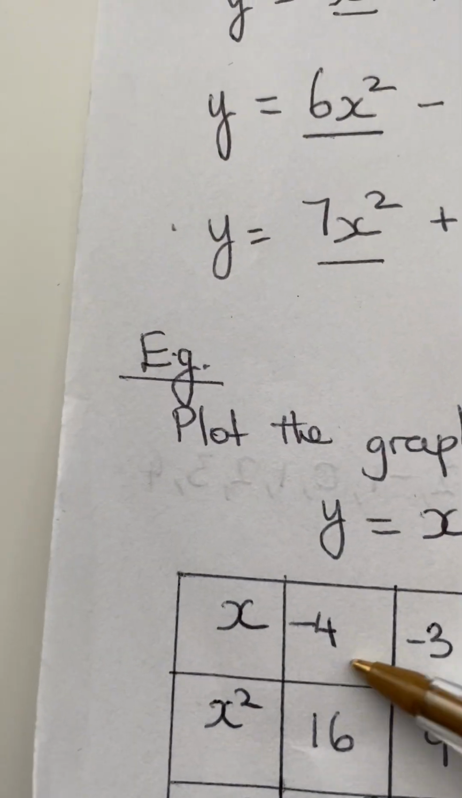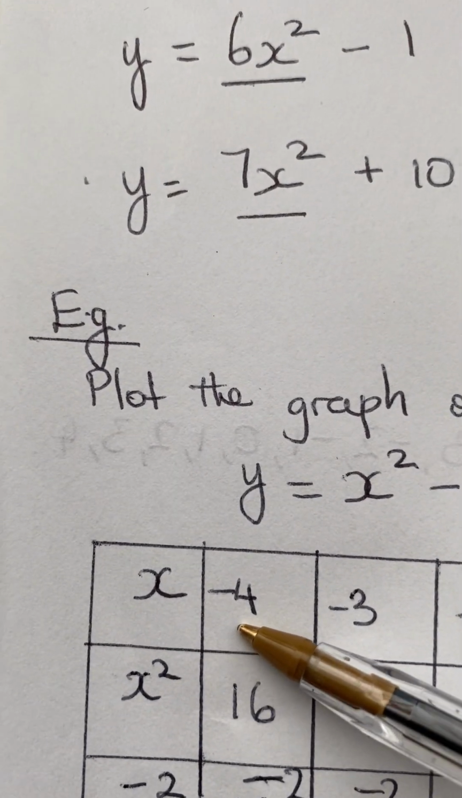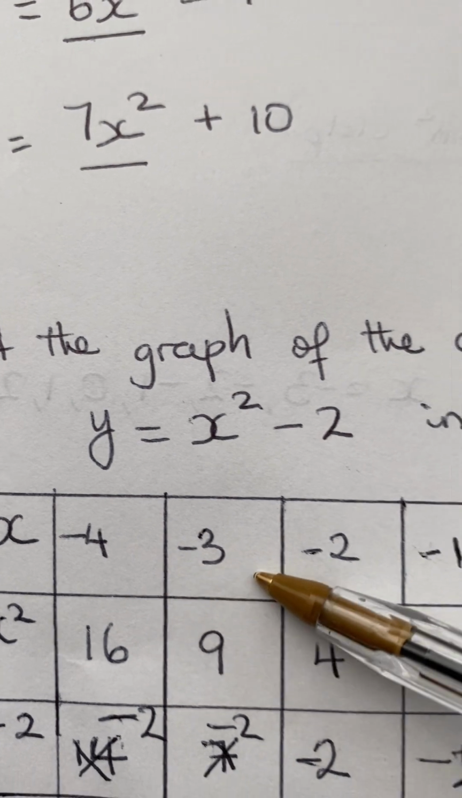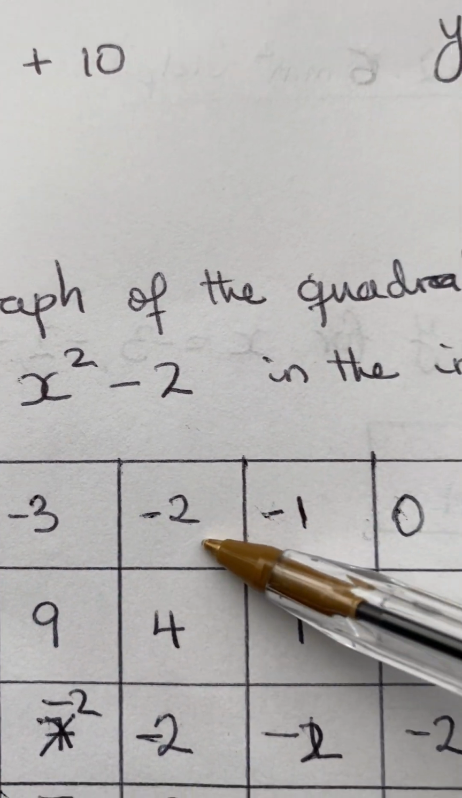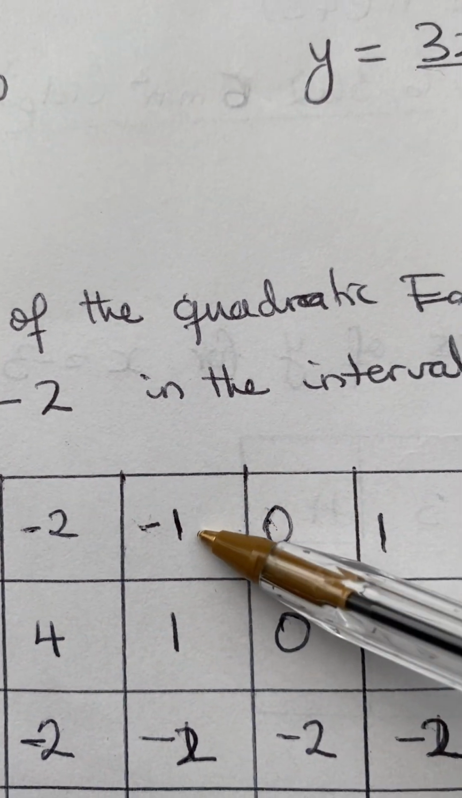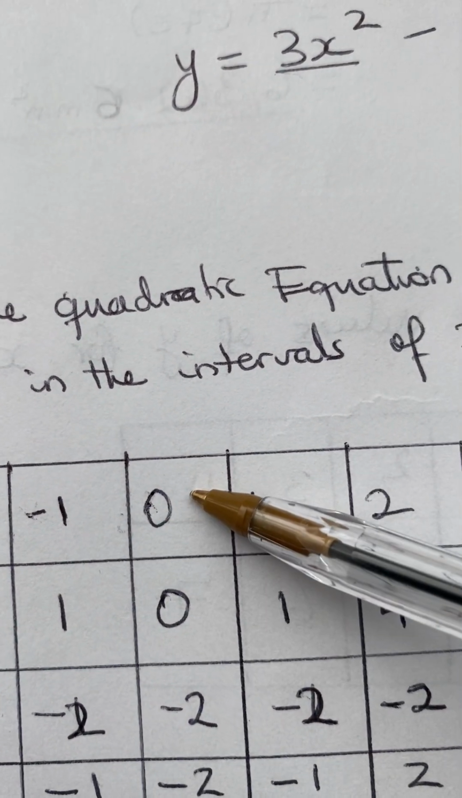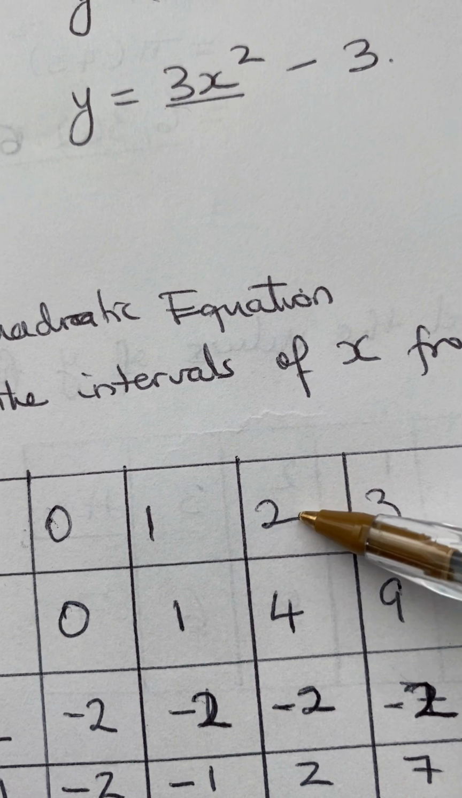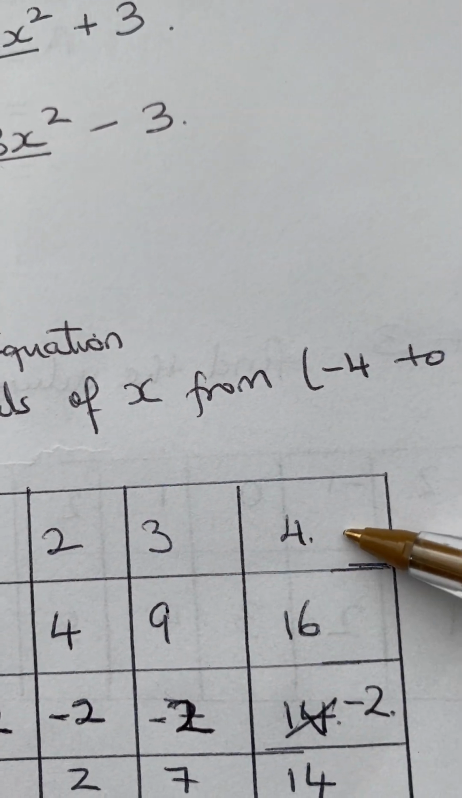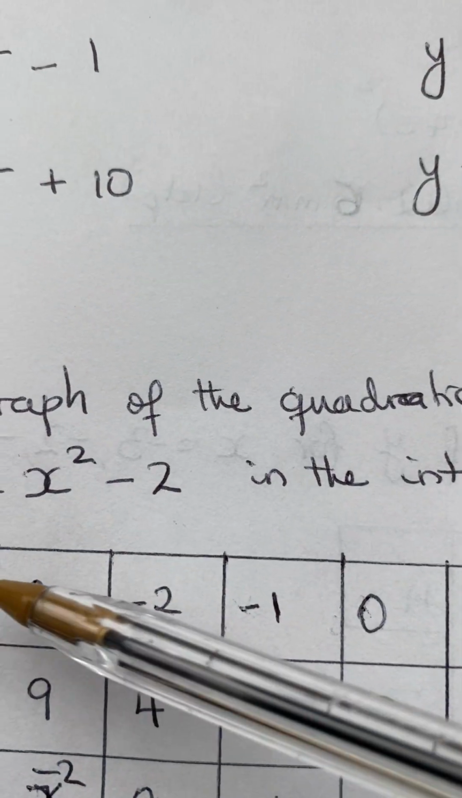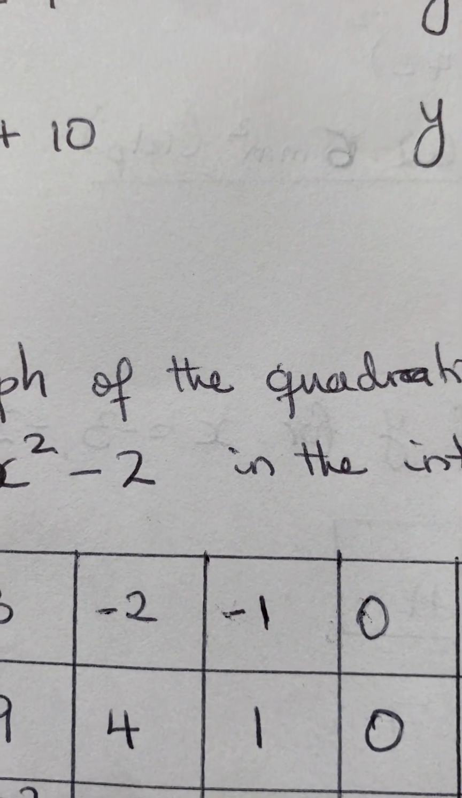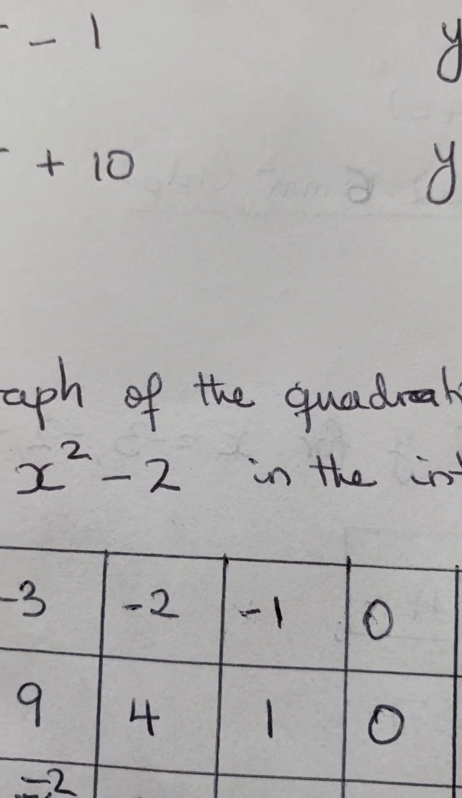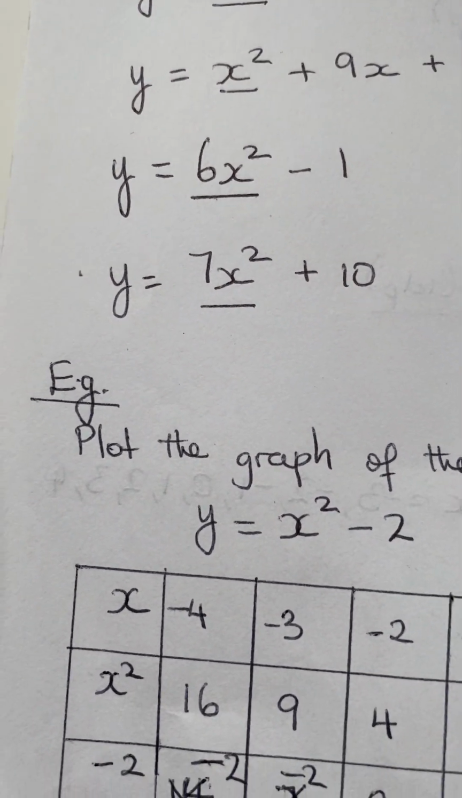So I'm going to plot a table. Minus 4, minus 3, minus 2, minus 1, 0, 1, 2, 3, 4. All these are integers, okay? Negative and positive whole numbers, including 0.